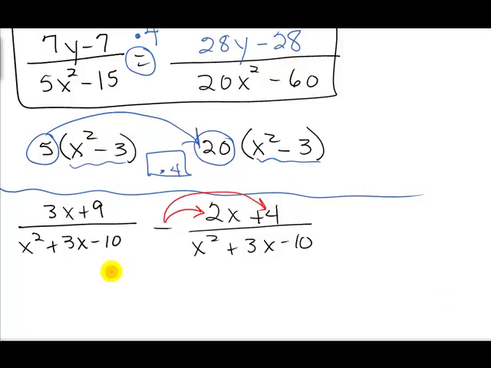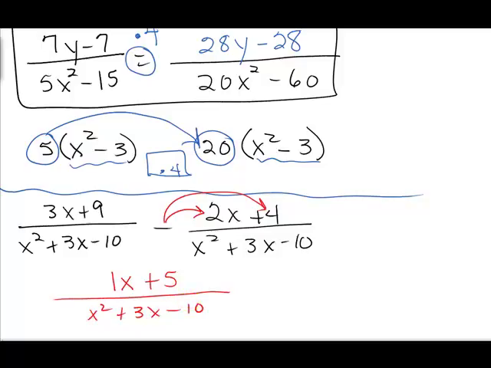So 3x minus 2x is going to give me 1x, and I'm going to put the 1 just to emphasize it. We won't leave it. And then 9 minus 4 is going to give us a 5. And it's all over this x squared plus 3x minus 10.